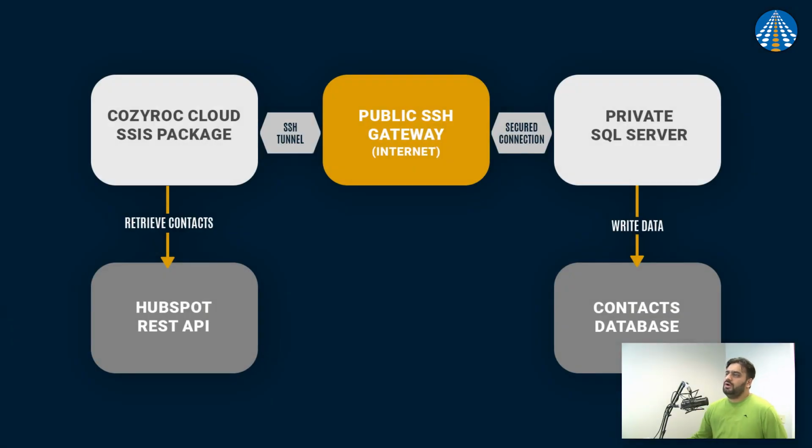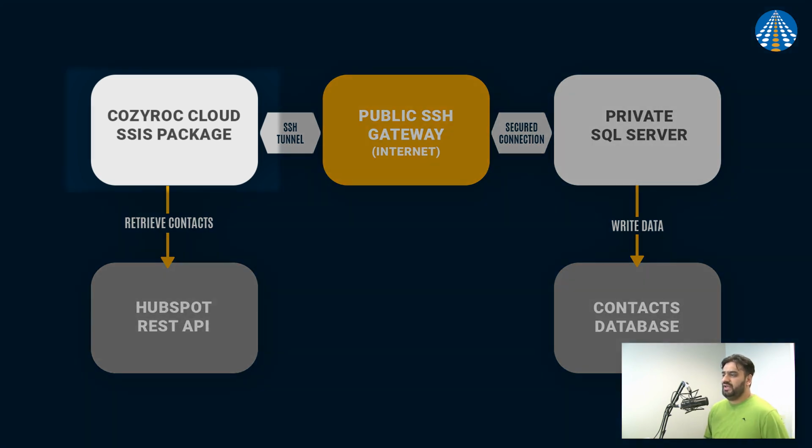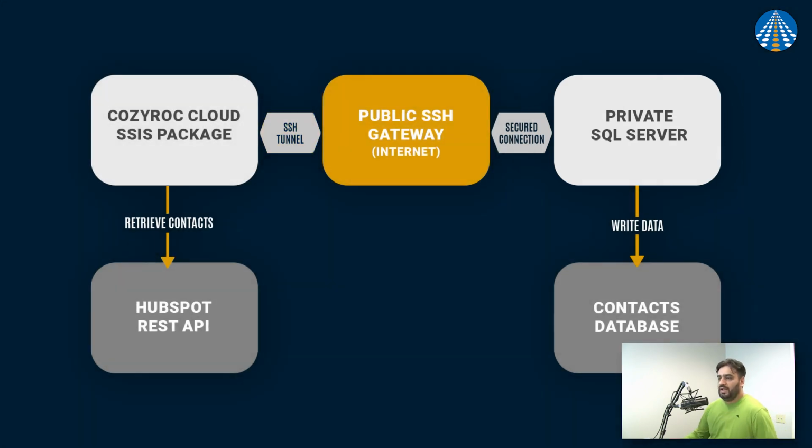Okay, before we look into the package, I just wanted to show you guys how this whole process works. Here is a flow diagram where you can see the COZYROC Cloud first connects to an SSH gateway inside your network. This secure gateway then forwards the request to your private SQL server, making it accessible without ever exposing it to the open internet. In this diagram, the SSH tunnel is like a secure bridge allowing COZYROC Cloud to safely connect to your private database while keeping it protected. So let's look into the package now.